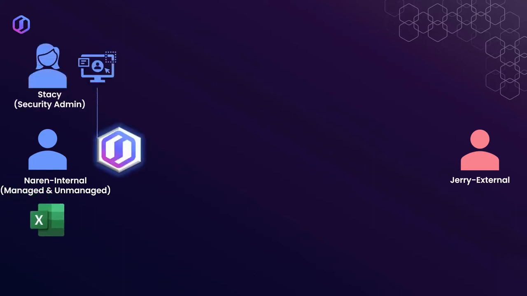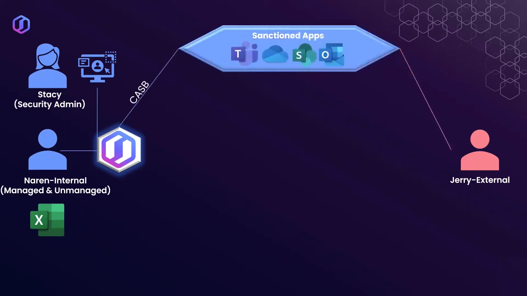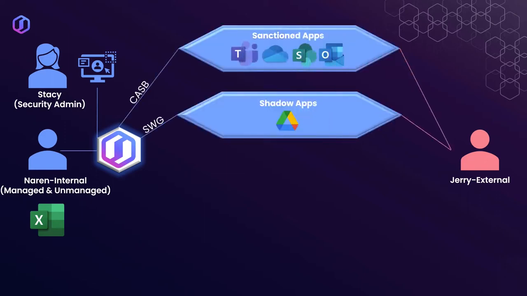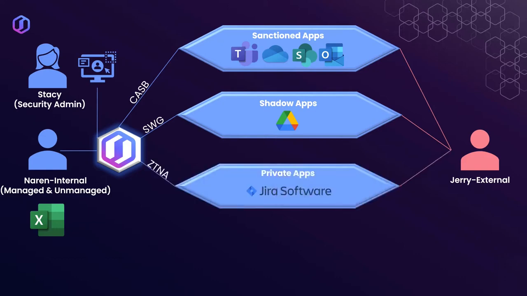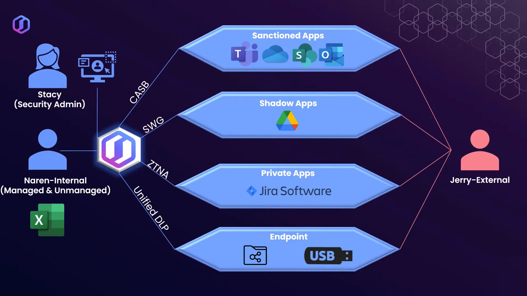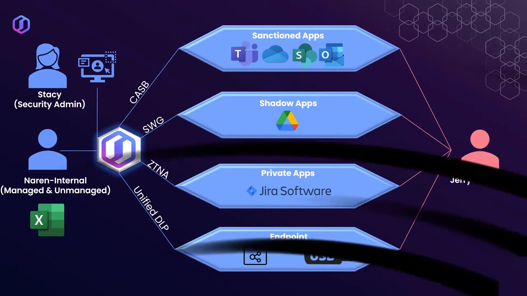We're going to be controlling this collaboration attempt through sanctioned cloud applications with our CASB, shadow apps with our secure web gateway, private applications with our ZTNA solution, and then also some endpoint-based controls. And all this is going to be visible to our security admin, Stacy, when we're done.